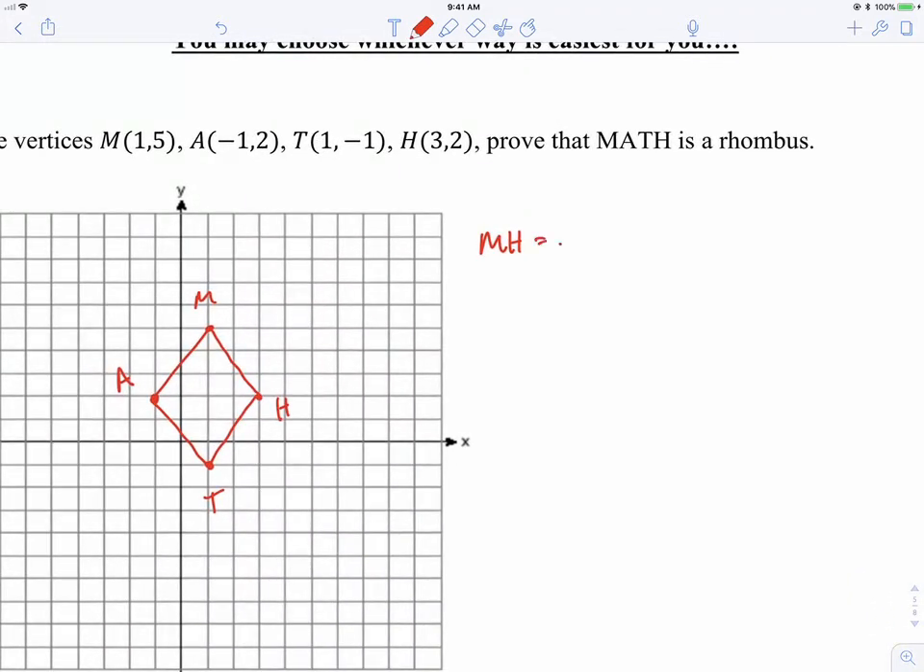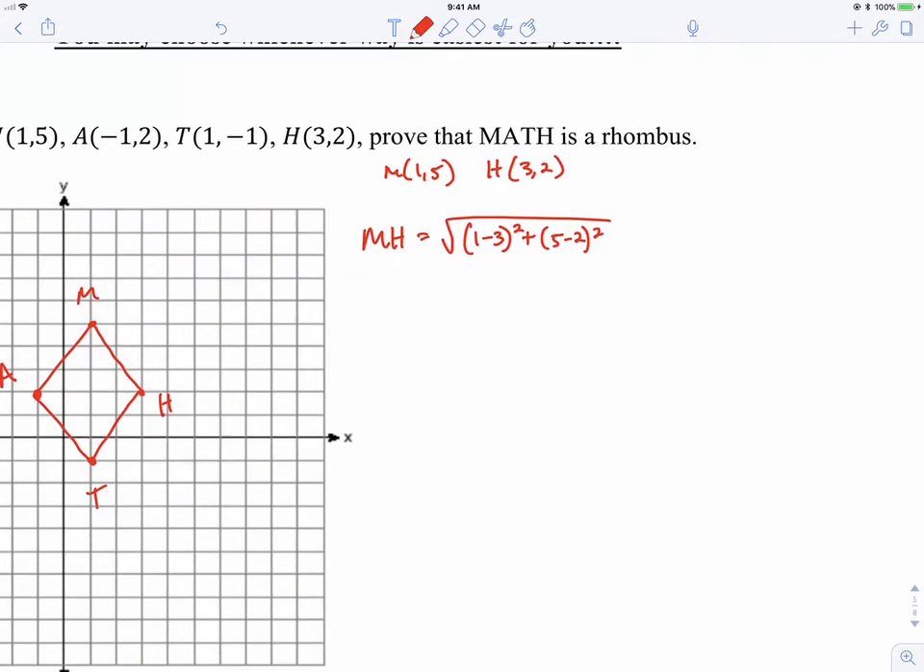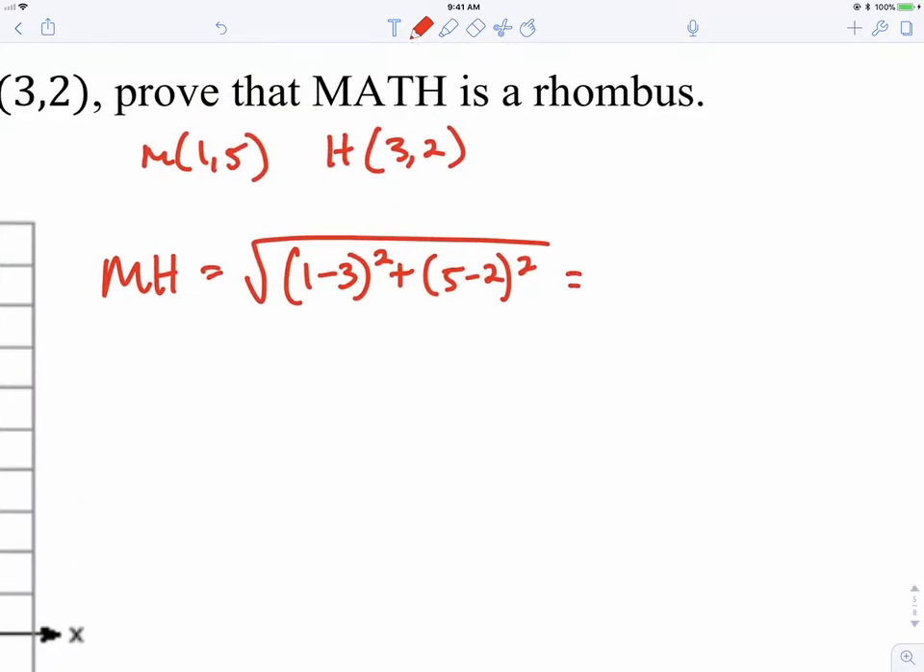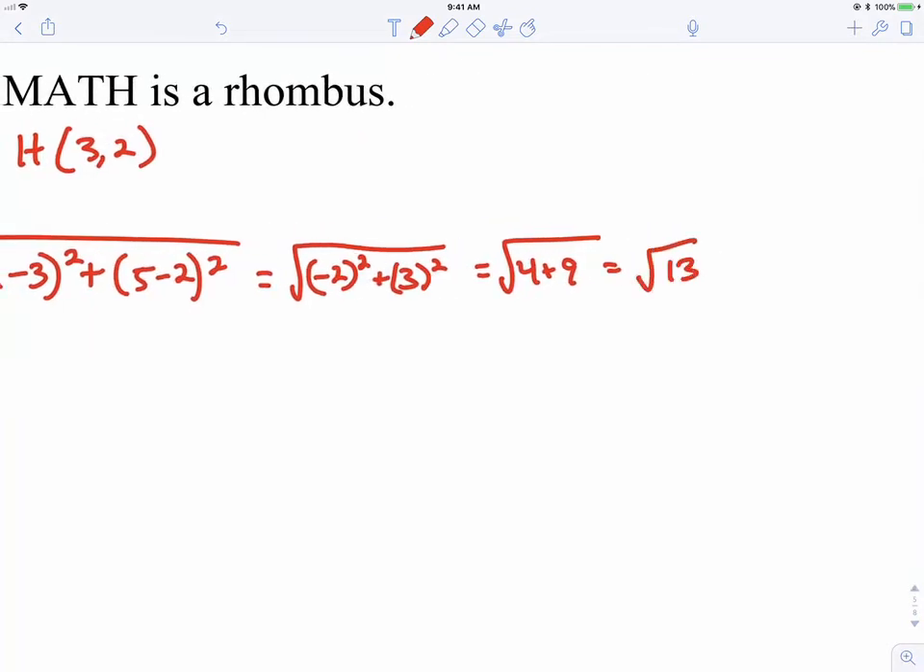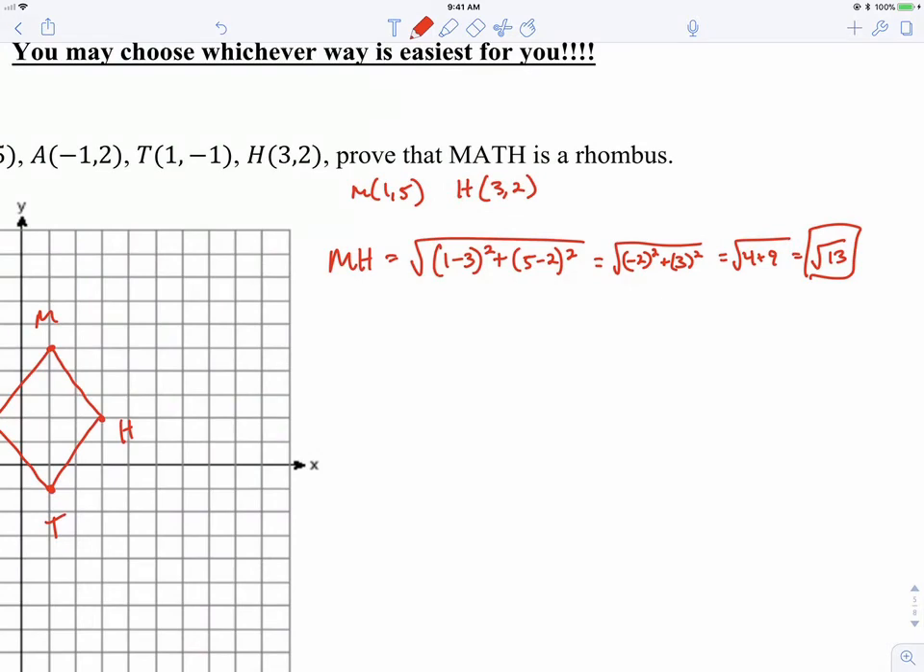So that's going to be the square root of x minus x with M and H. So let me write down those points. M is 1, 5. H is 3, 2. So we've got x minus x, 1 minus 3 squared, plus y minus y, 5 minus 2 squared. That is going to be equal to the square root of negative 2 squared plus 3 squared, which is equal to the square root of 4 plus 9, which is equal to the square root of 13. So that is the length of that side. It's the square root of 13.